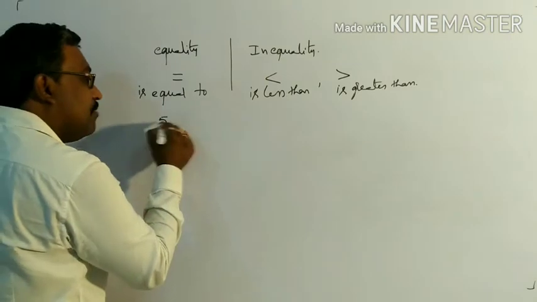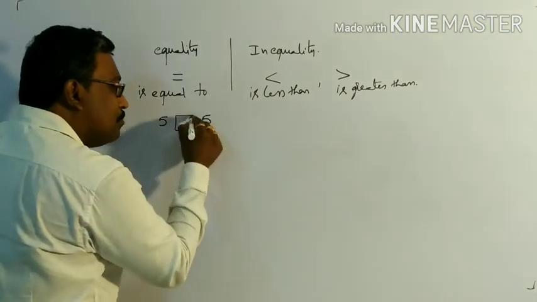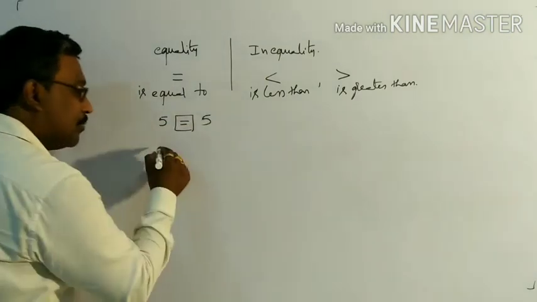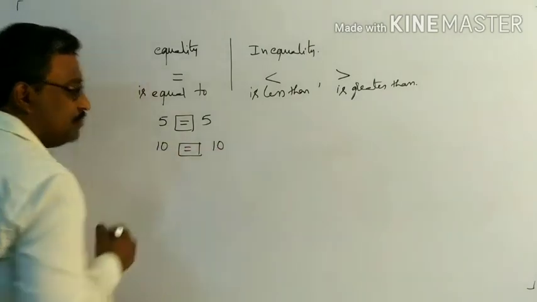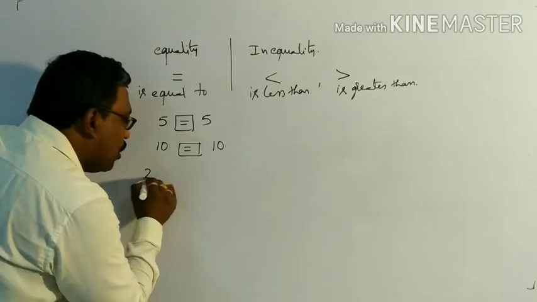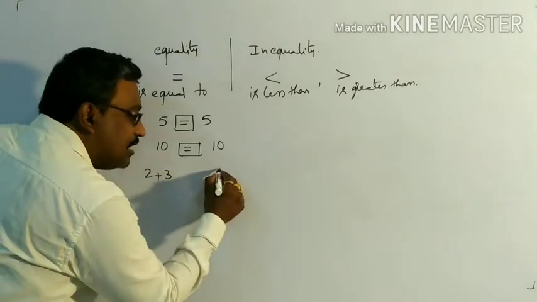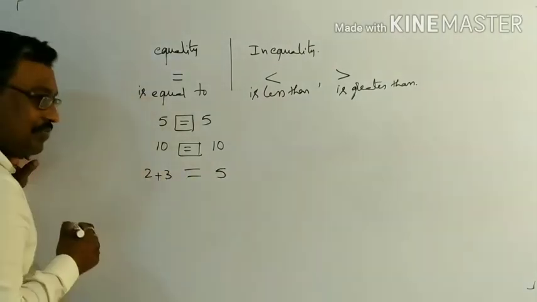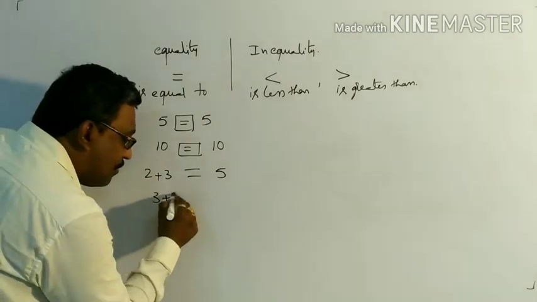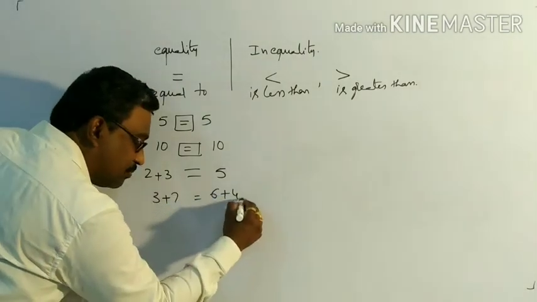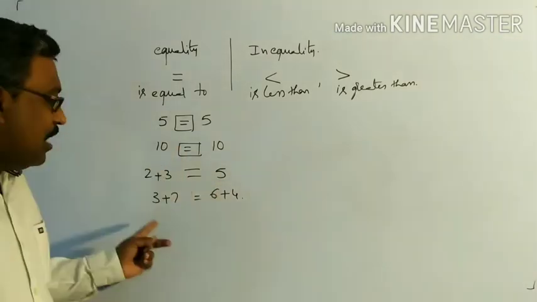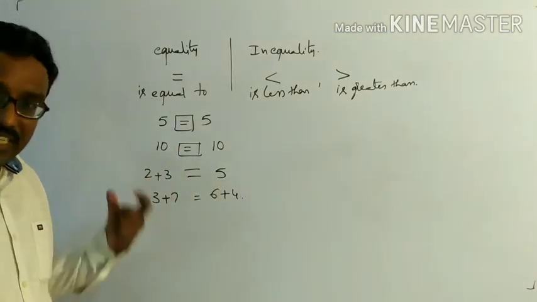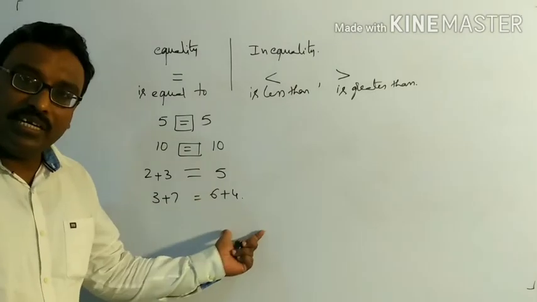Suppose 5 and 5. What is the symbol you will place here? Equal. 10 and 10. What is the symbol you will place? Equal. 2 plus 3 is equal to 5 we will say. Or else 3 plus 7 is equal to 6 plus 4. 2 plus 3 value is 5. Here 3 plus 7 is 10. 6 plus 4 is 10.